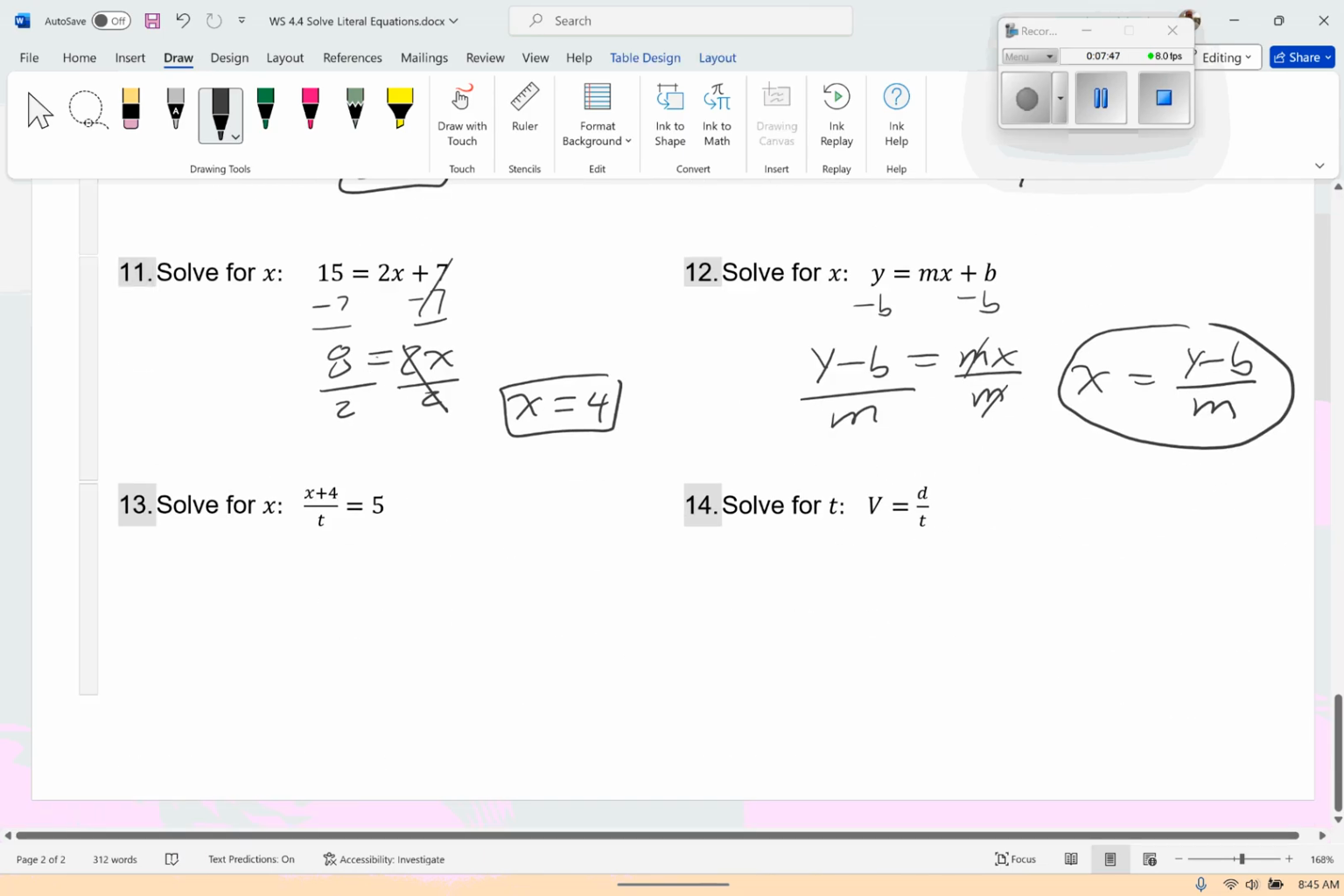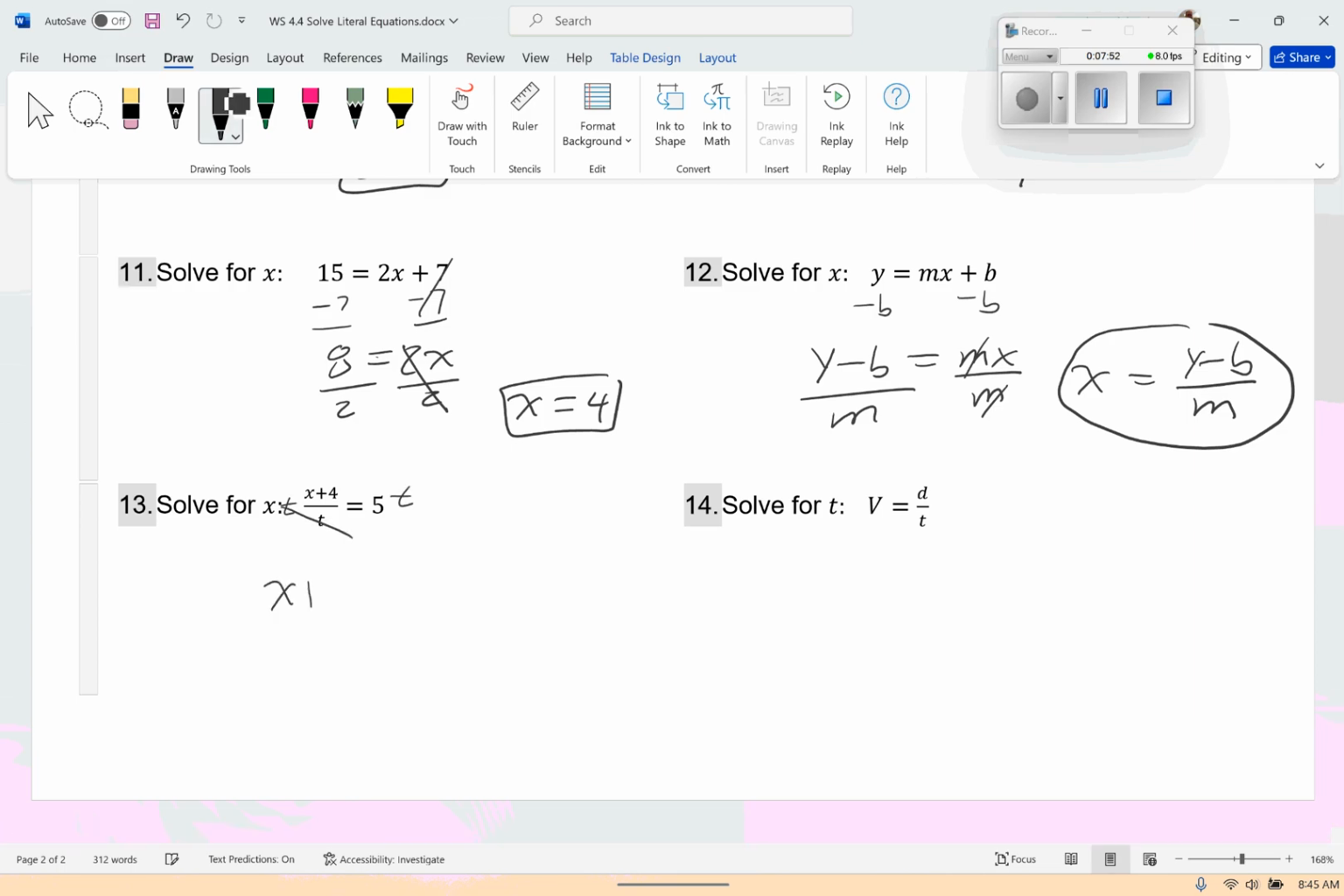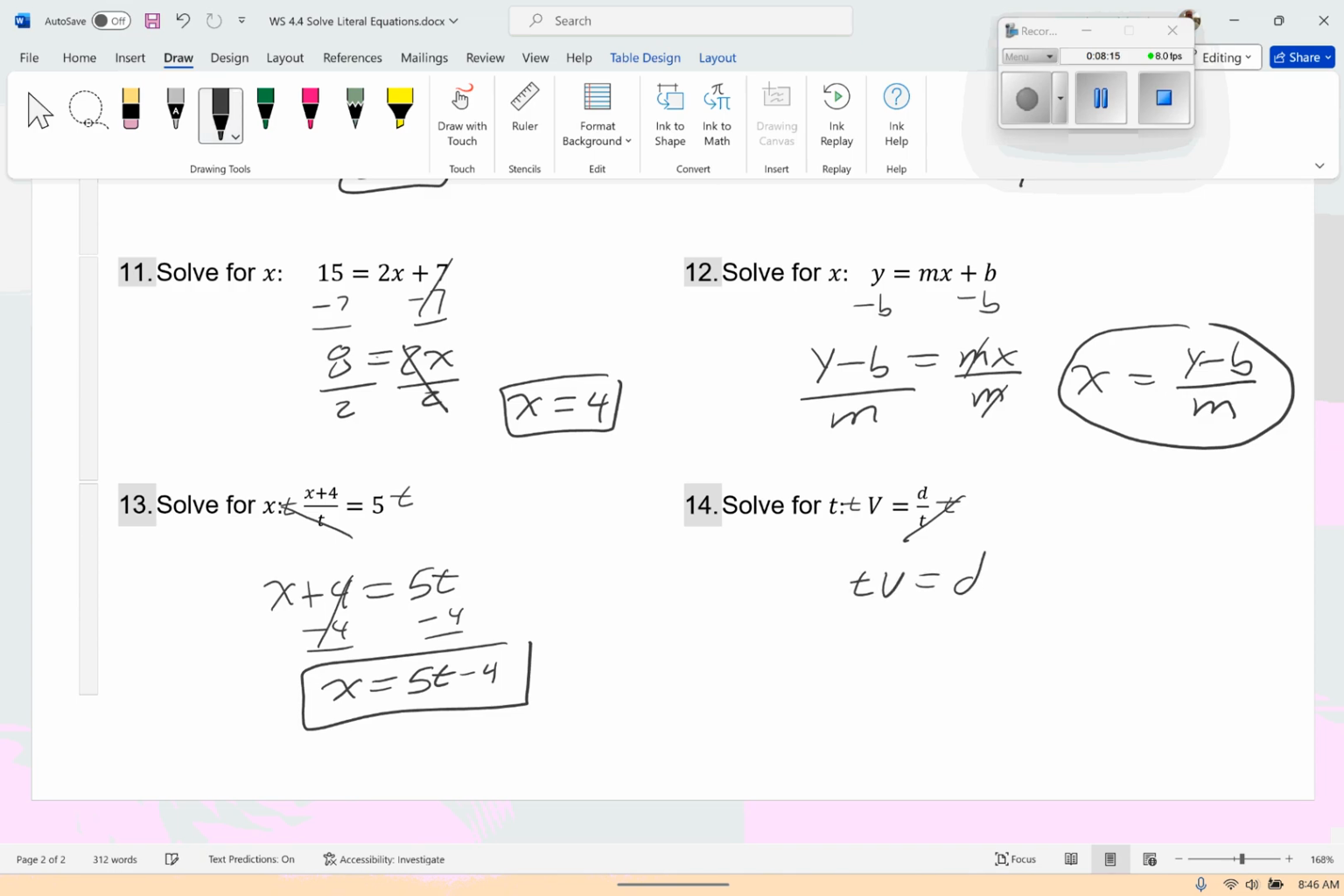Number 13, they want us to solve for x. Well, I'm going to multiply both sides by t first, then the t's cancel out, so I get x plus 4 equals 5 times t, which is 5t. Subtract 4 from both sides. Cancel those out. x is equal to 5t minus 4. Then number 14, they want us to solve for t. I'm going to multiply both sides by t first. Those cancel out, so I get tv is equal to d. I still want to solve for t. Well, t and v are multiplied, so I'm going to divide both sides by v. Those cancel, so you have 2 steps on this one.